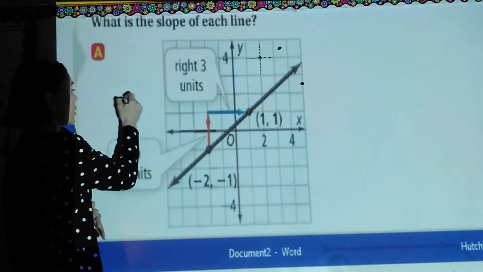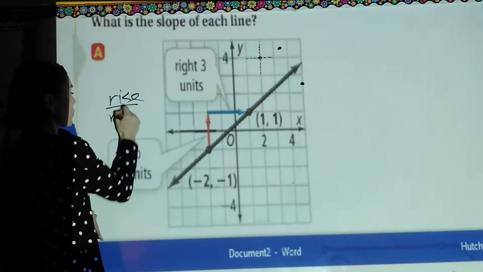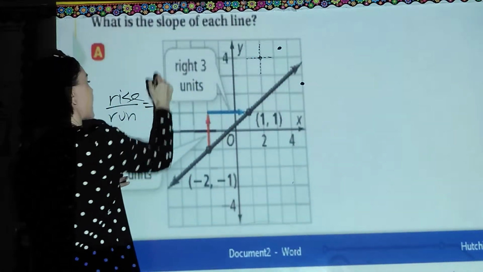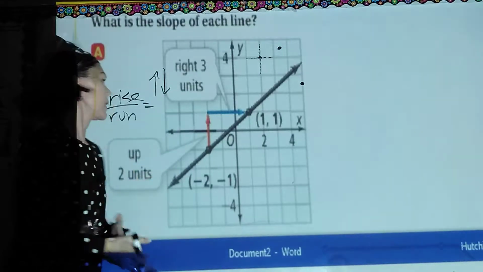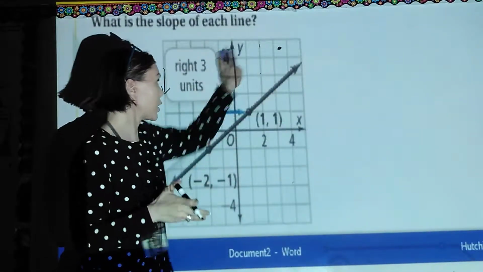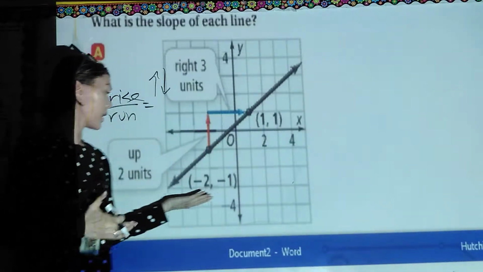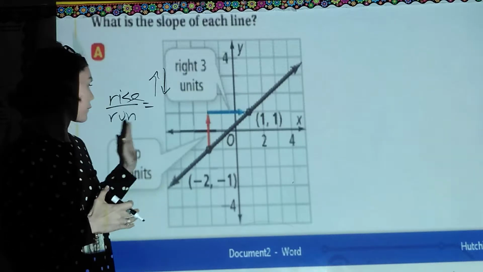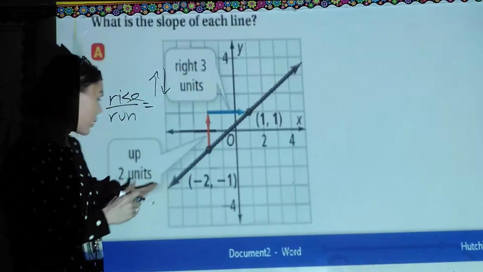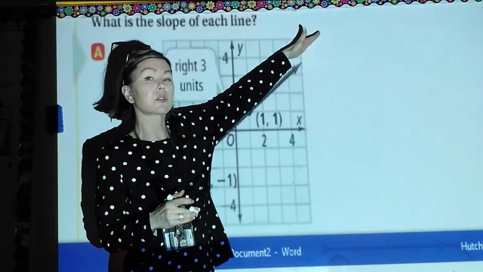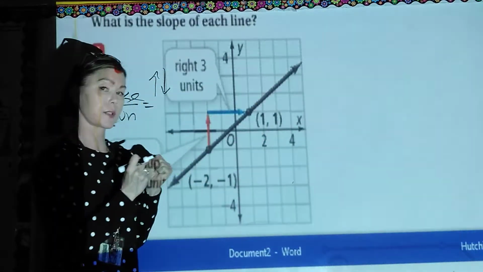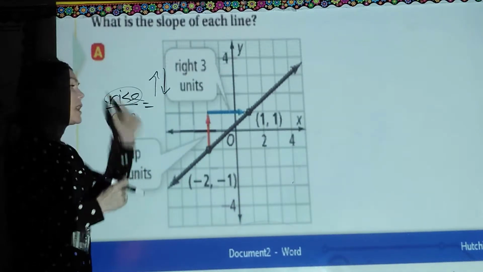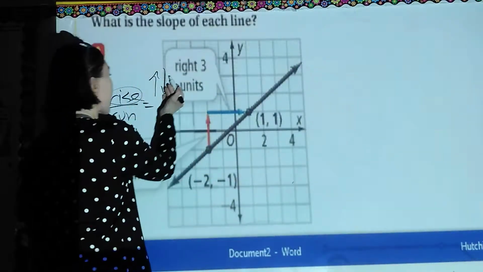Well, we have something called the rise over run. Okay, now the rise can either go up or down. Now, first of all, we have to look at the line and say, is this a positive or a negative slope? Well, when you look at this graph, when we read this graph from left to right, okay, we see the line is going up in the positive direction, so we know this is a positive slope. Therefore, our rise will be going up. If this was a negative slope, the rise would be going down.